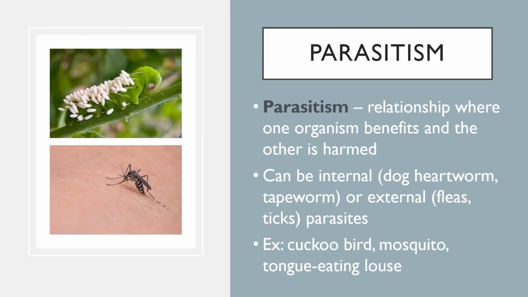The last type of interaction is called parasitism. So this is what we're talking about when we say you have a parasite. It's a relationship where one organism benefits because it's harming the other organism. So it can be an internal parasite like a heartworm that your dog can get or a tapeworm in your stomach. Or it can be an external parasite like a flea or a tick or a mosquito. Ugh. So another example is a cuckoo bird.